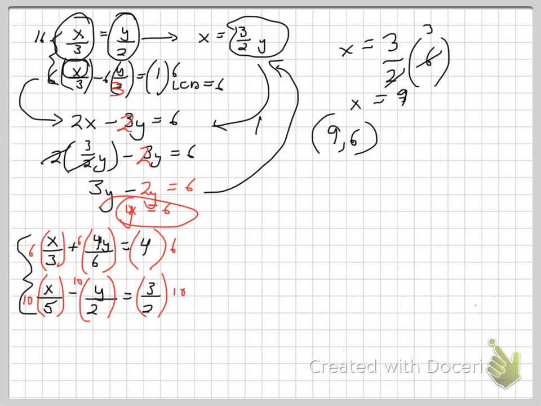3 goes into 6 2 times. Plus 4y, the 6's cancel, equal 24. 5 goes into 10 2x, minus 2 goes into 10 5y, equals 2 goes into 10, 5 times 3, 15. Very tempting to want to just go ahead and subtract there.